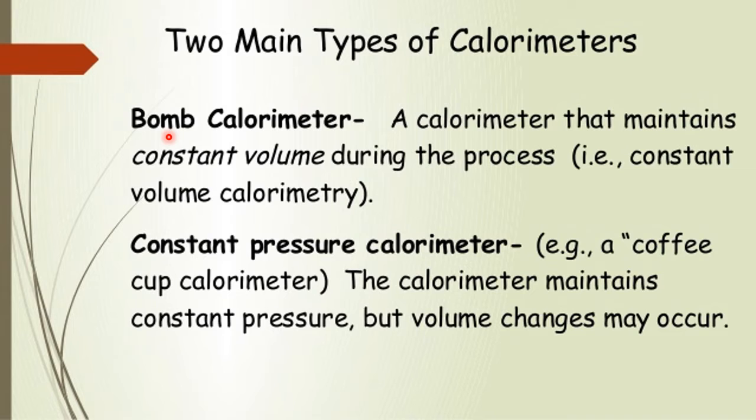The calorimeter is called a bomb calorimeter, used to measure change in internal energy, and it is performed at constant volume. The other one is an open cup, like a coffee cup, where volume changes are there. So that's why it is done only at constant atmospheric pressure, or constant pressure. One by one we study.